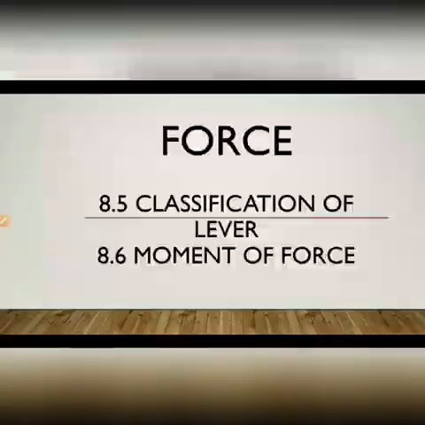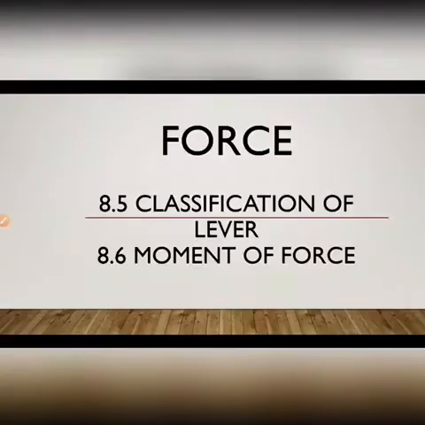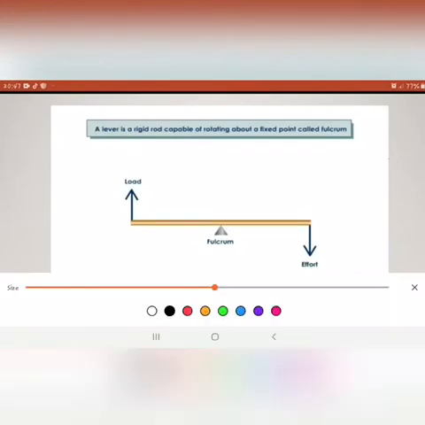Humans have used levers for thousands of years to make their work easier, such as wheelbarrow, a pair of scissors, hammer, crowbar, tongs, and lemon squeezer. A lever is a rigid rod capable of rotating about a fixed point called fulcrum. Here is a schematic representation of a lever.